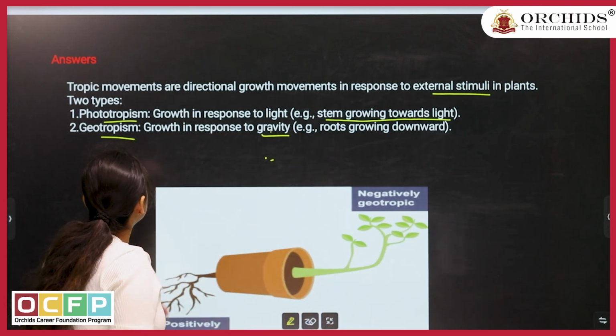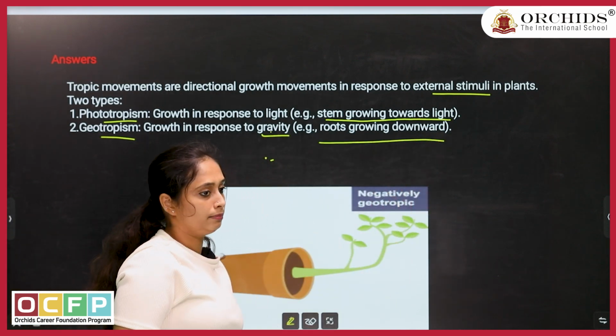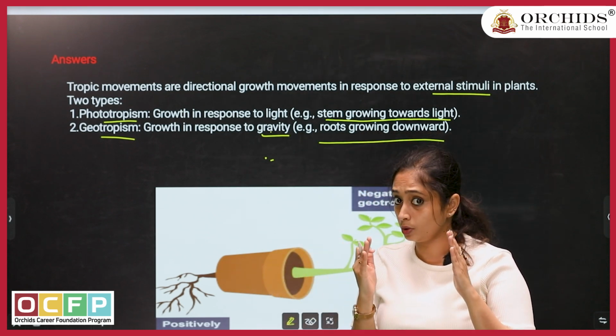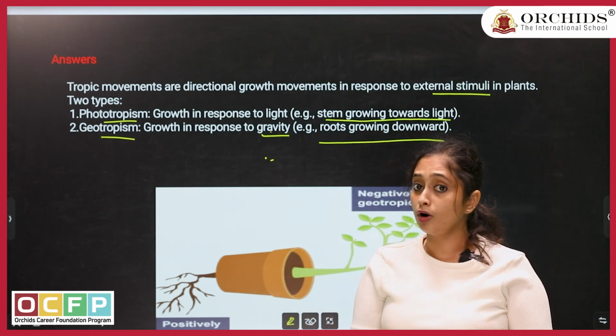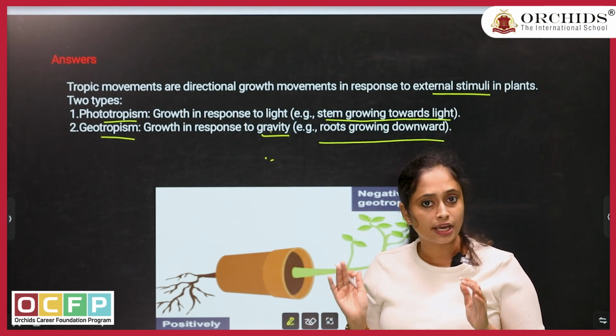Here, examples should also be mentioned for geotropism. Roots growing downward means the root is growing in the direction of gravity, which is positive. So keep it in your mind. It is an example of positive geotropism, and the stem is an example of negative geotropism.